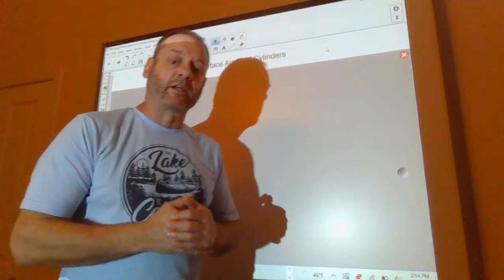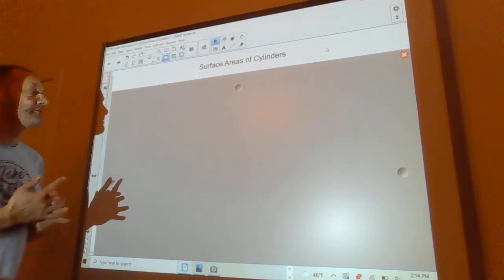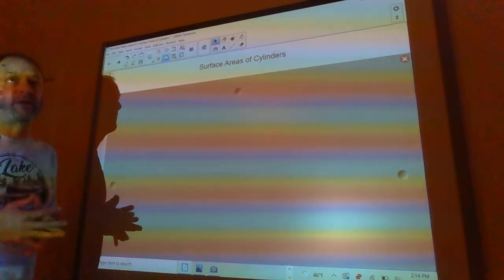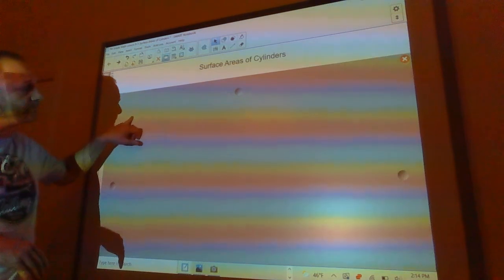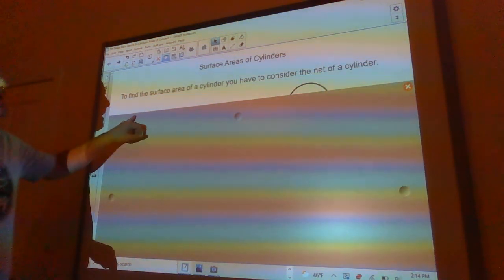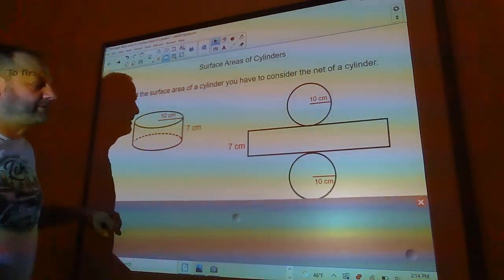Hey guys, today we're going to talk about surface areas of cylinders. Okay, so cylinders work pretty much the same way as prisms. So to find the surface area of a cylinder, you first want to consider the net.